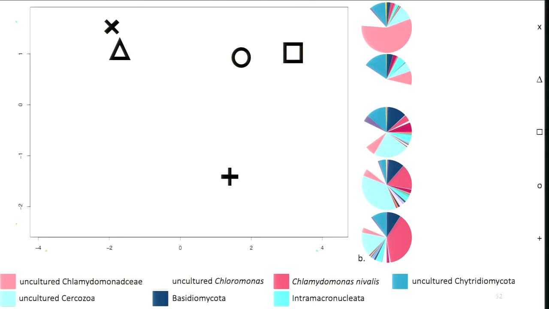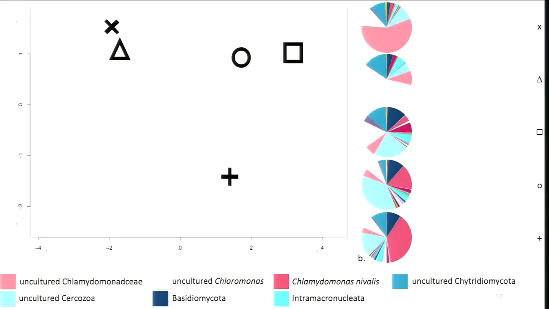And we have a cluster X and delta that are pretty similar. We have a cluster circle and square that are pretty similar, and then we have this cluster plus out here that's really different. Okay? So we can take each of these clusters that are built up of samples and look at the average community structure, the different species that are found within each of these cluster groups. And that's shown here in these pie graphs. So X and delta are here, plus is down here, and it turns out that this pink wedge is Chlamydomonas nivalis, so that is the most common, or the poster child for snow algae. These are totally different species.